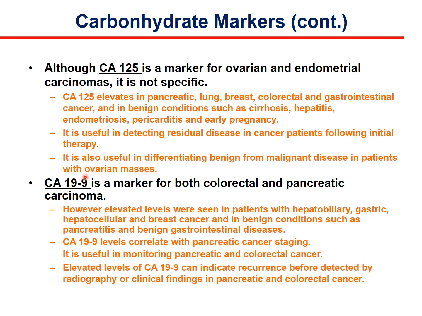The CA19-9 is a marker for both colorectal and pancreatic carcinoma. However, elevated levels were seen in patients with hepatobiliary, gastric, hepatocellular, and breast cancer, and in benign conditions such as pancreatitis and benign gastrointestinal diseases. The CA19-9 level correlates with pancreatic cancer staging. It is useful in monitoring pancreatic and colorectal cancer. Elevated levels can indicate recurrence before it is detected by radiography or clinical findings in pancreatic and colorectal carcinoma.